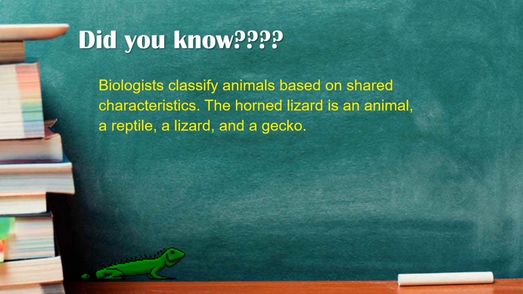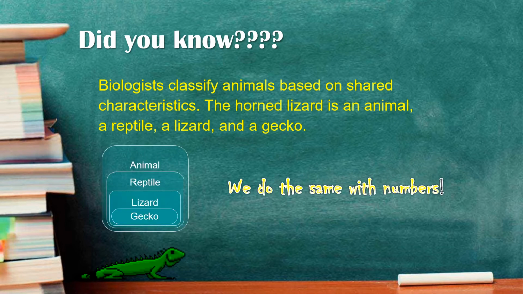So, did you know, class, that biologists classify animals based on shared characteristics? The horned lizard is an animal, a reptile, a lizard, and a gecko. So, di ba may mga animals na namumuhay sa tubig at lupa, meron sa tubig lang, meron sa lupa lang, di ba? Meron lumilipad, meron sa puno lang. So, ganun din po, just like numbers in mathematics. We are classifying numbers according to their shared characteristics. When we say shared characteristics, yung magkatulad sila. Okay, ganun din sa numbers. So, what are those? I'll have to find out.